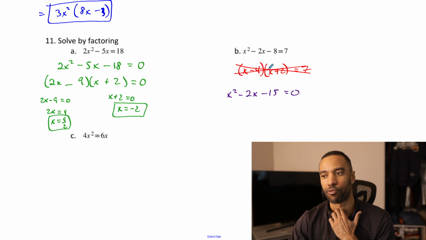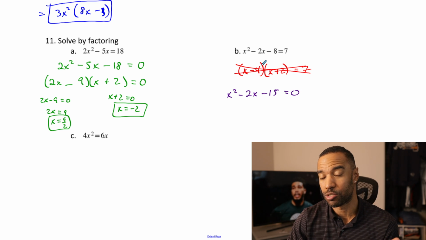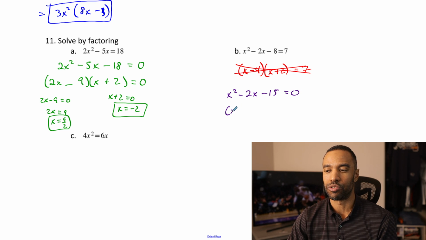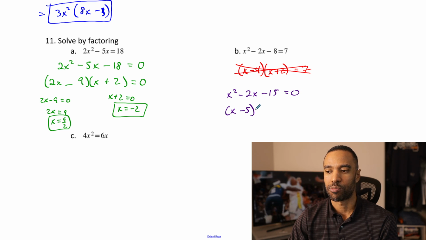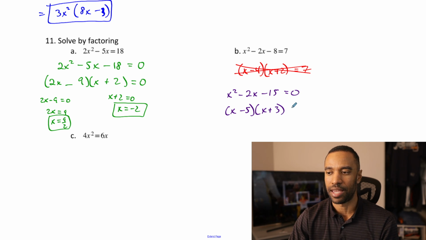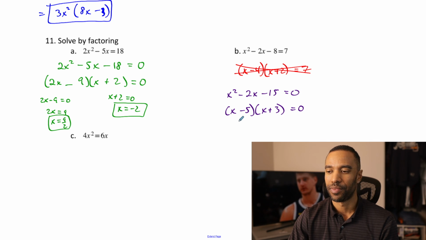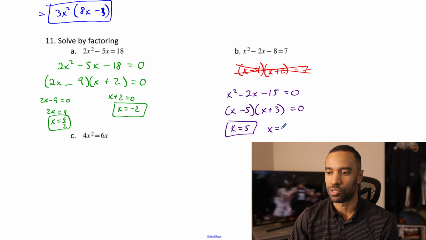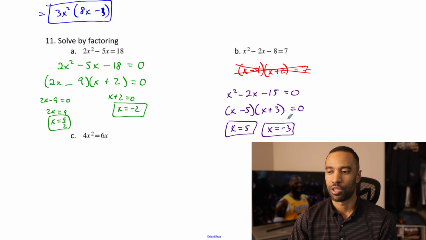It's not either x minus 4 equals 0 or x plus 2 equals 0. It's not either x minus 4 equals 7 or x plus 2 equals 7. You have to set it equal to 0 if you're going to use factoring and zero product property. x minus 5 times x plus 3 is the factorization here. If x minus 5 equals 0, then x equals 5. If x plus 3 equals 0, then x equals negative 3.